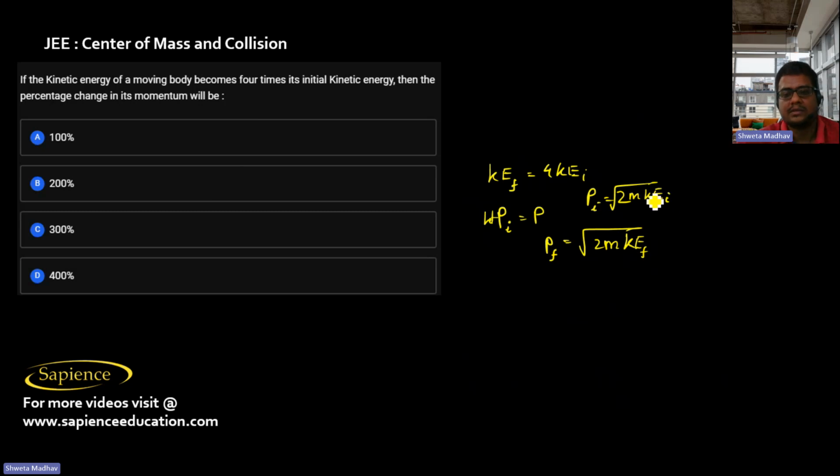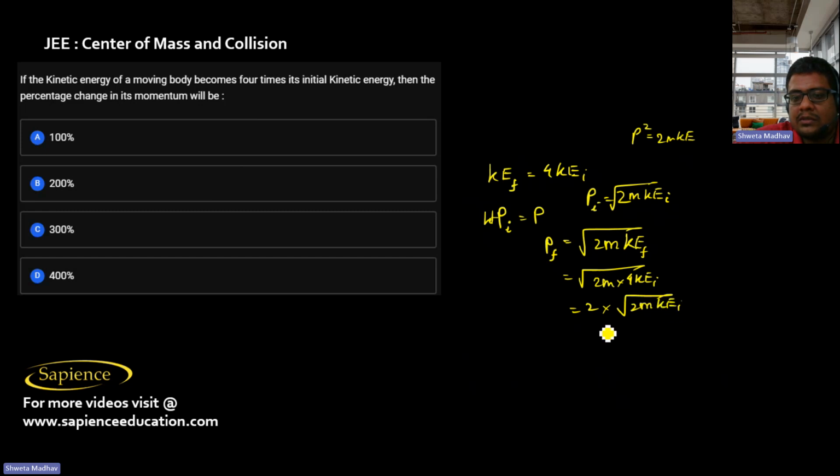Since p square by 2m is kinetic energy, p square is 2m into kinetic energy. So p is equal to root over 2m kinetic energy, where m is the mass of the body. So this will come as 2m into 4 times the initial kinetic energy. Root over 4 is 2. So it is 2 into root over 2m initial kinetic energy. So it is 2 times the initial momentum. So the final momentum is 2 times the initial momentum.